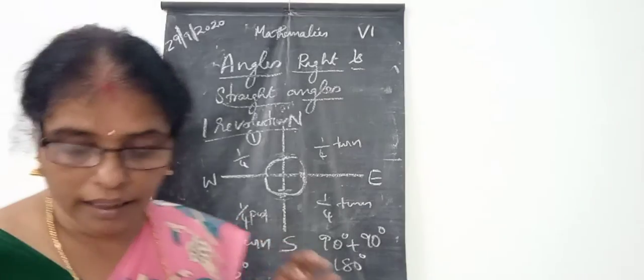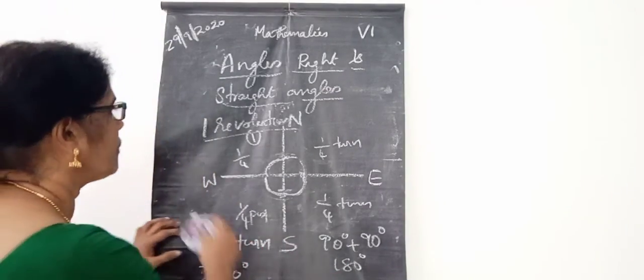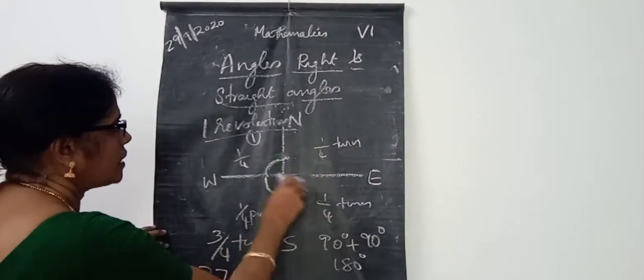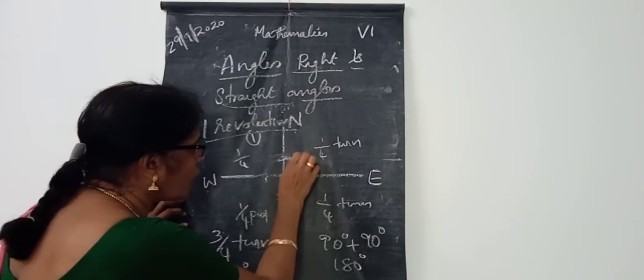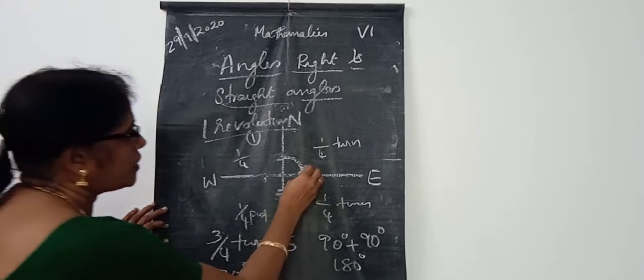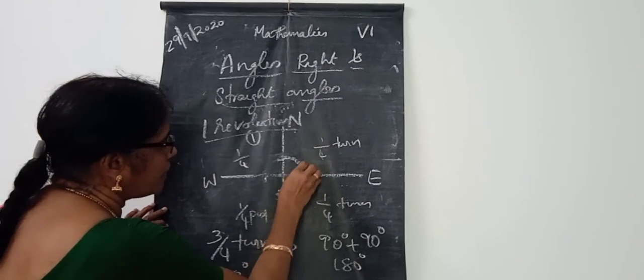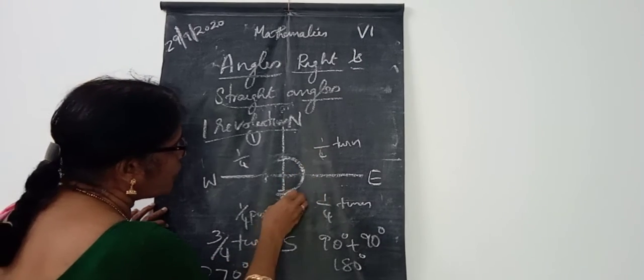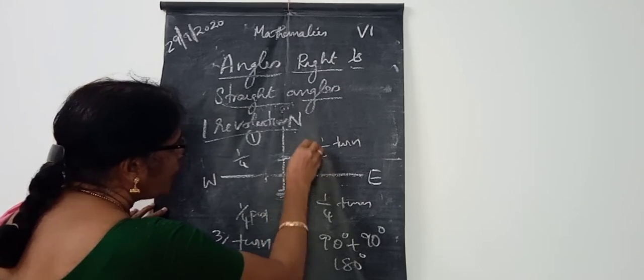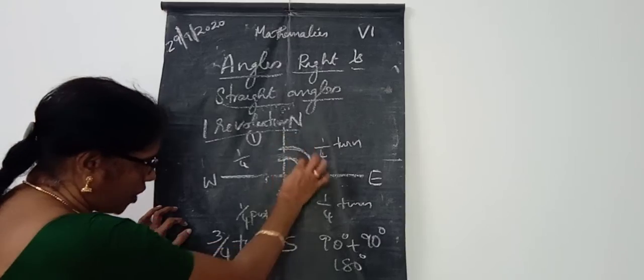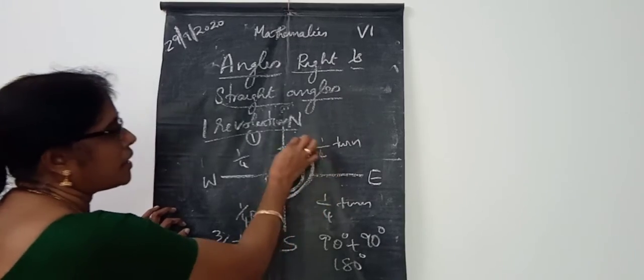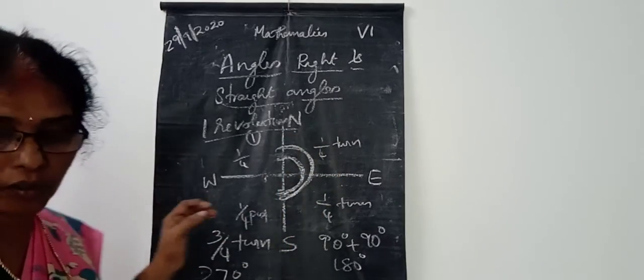Then again we can take this in the clock, children. Here this one is the clockwise turn, and this one means anti-clockwise. This one is clockwise, and if we go from south to north, that is an anti-clockwise turn. And this one is the reverse, that is an anti-clockwise turn.